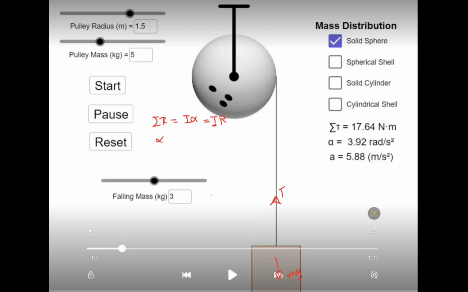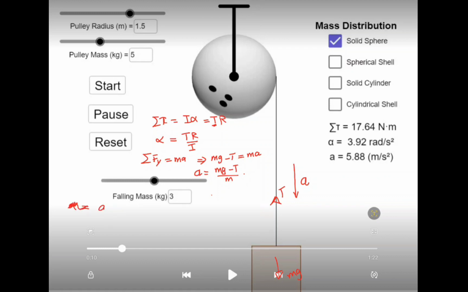Now alpha is the angular acceleration, it's equal to TR over I, where I is the moment of inertia for this solid sphere pulley. Now sum of all forces on Y equal to ma. Since the object is moving downward here, we have a tangential acceleration. Now mg minus tension, it's equal to ma, or in other words, a equal to mg minus tension over m.